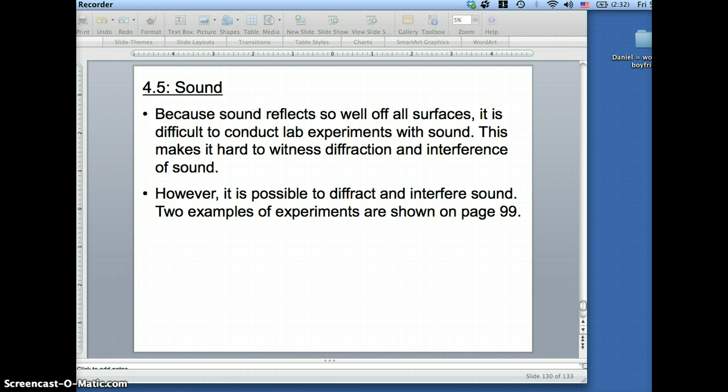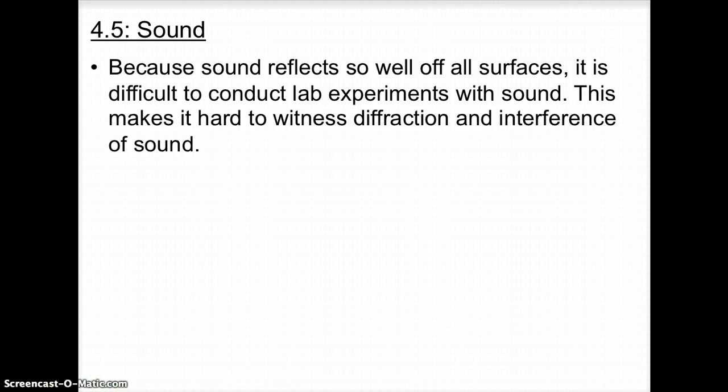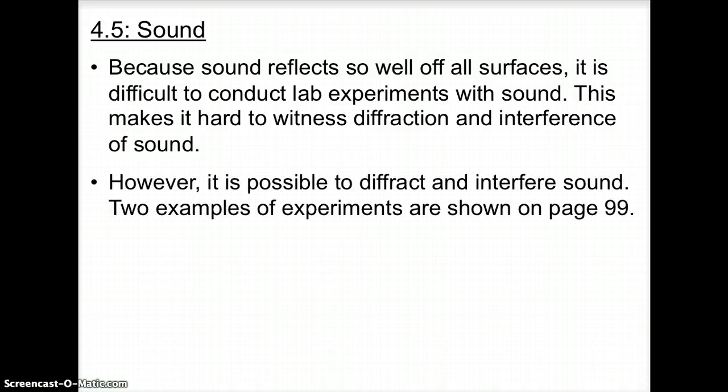Because sound is such a good reflector, it's really hard to do experiments where you actually produce or witness diffraction and interference. But we will look at some setups that, in theory, should allow for experiments to be conducted. We'll see those in class.